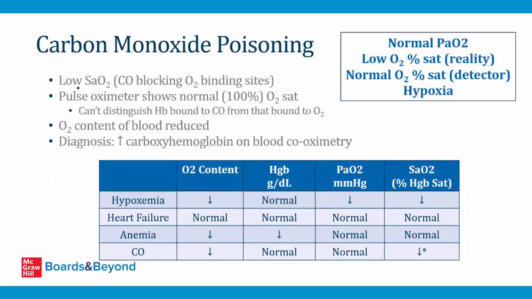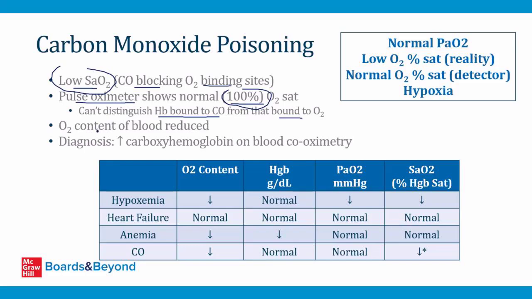So as I said on the last slide, in carbon monoxide poisoning, there's a low SaO2 because carbon monoxide is blocking oxygen binding sites. The confusing thing you need to know about this disorder, though, clinically, is that when you use the pulse oximeter device that we saw a few slides ago, it's going to show 100% or normal oxygen saturation. And that's because the pulse oximeter can't distinguish hemoglobin bound to carbon monoxide from hemoglobin bound to oxygen. So it's going to falsely read 100% or normal or fully saturated hemoglobin, even though the SaO2 is actually low.